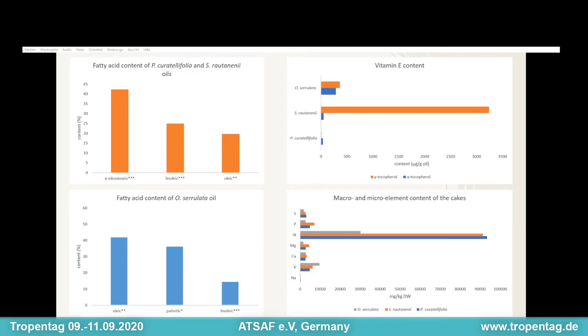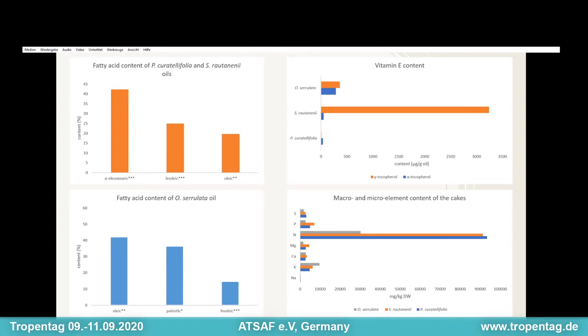The graph in the right upper corner illustrates that Ochna cerulata contained moderate amounts of both alpha and gamma tocopherol. The oil of Schinziophyton rautanenii had the highest level of gamma tocopherol. However, from the biological activity point of view, the gamma tocopherol has only 10% of activity compared to the alpha tocopherol. Furthermore, the oil of Parinari curatellifolia had negligible amounts of vitamin E.